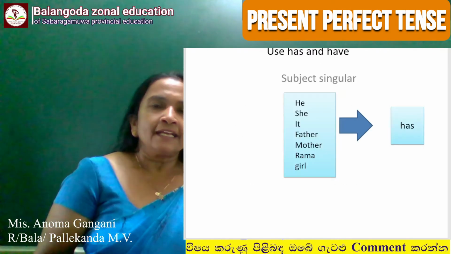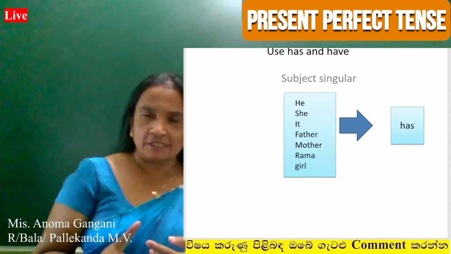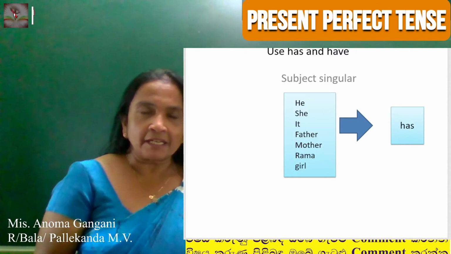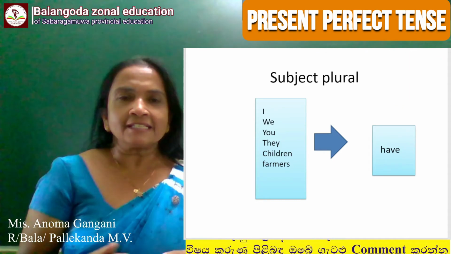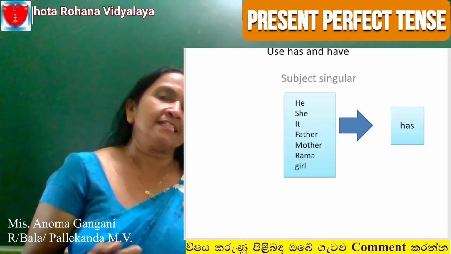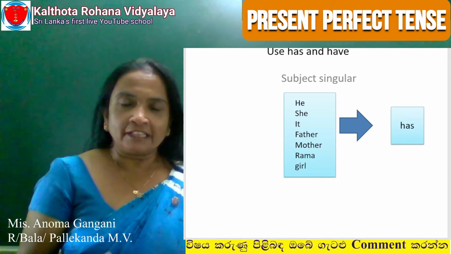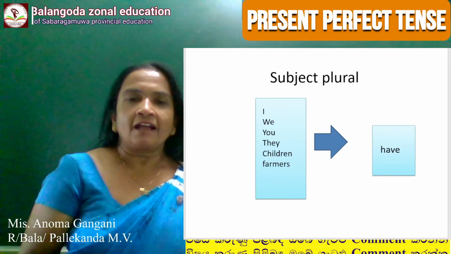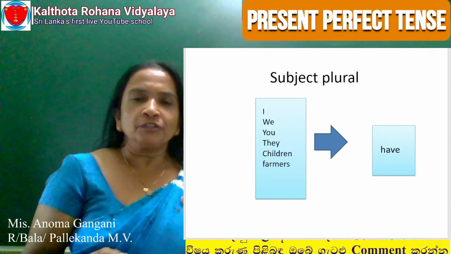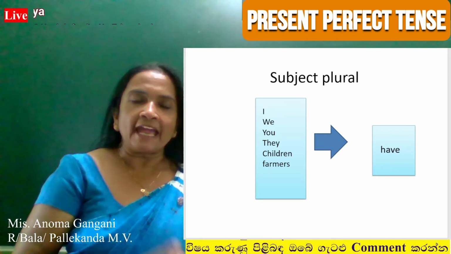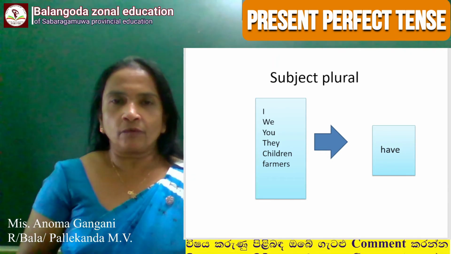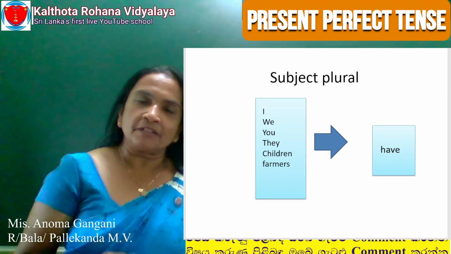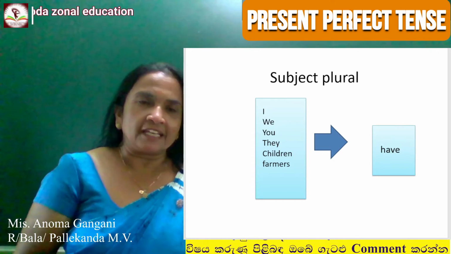Then next we learn if the subject is singular we use has. If the subject is plural we use have. What are the singular subjects? Yes, he, she, father, mother, teacher. With those we use has. What are the plural subjects? I, we, you, they, children and farmers. With those we use have, right? You know those things, right?